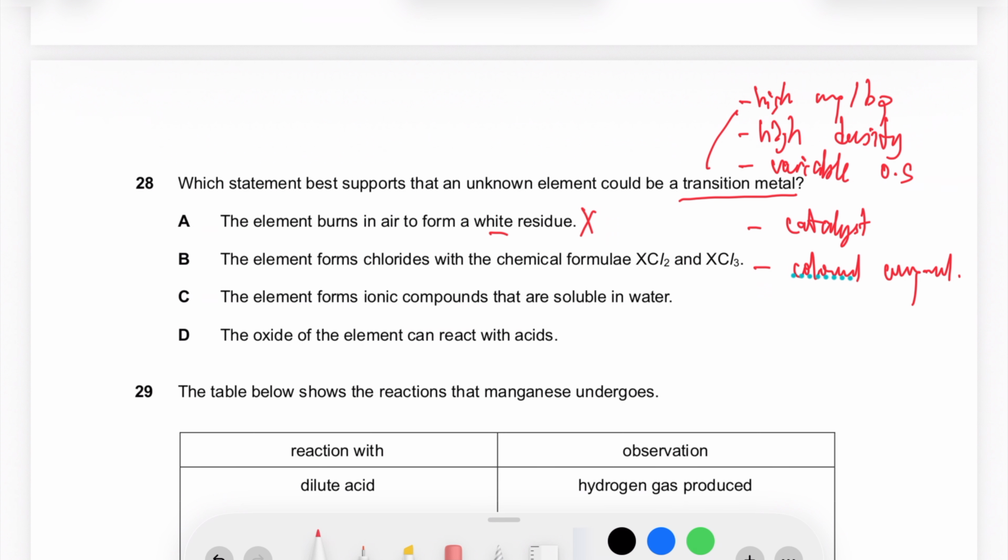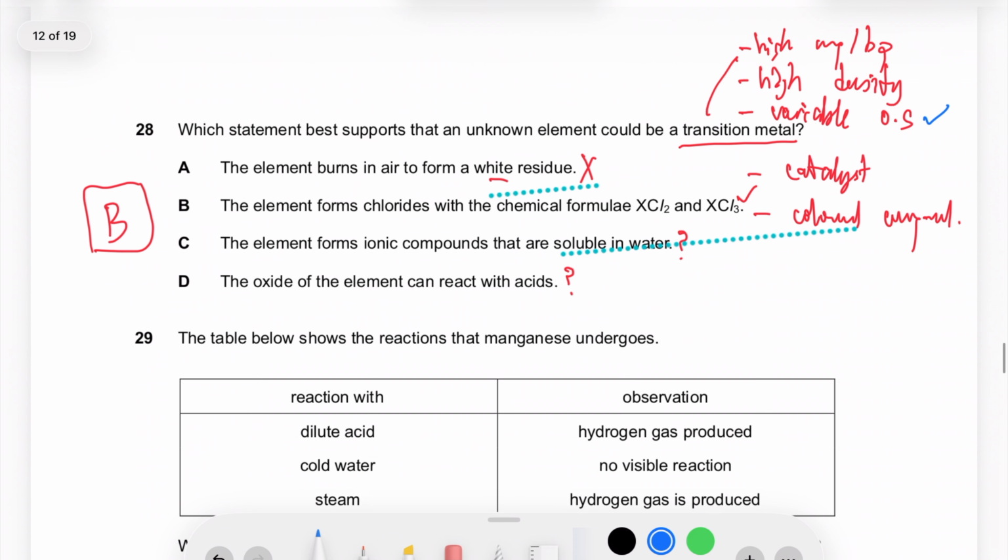Forms chloride with this, yes, so it has 2 plus or 3 plus. Soluble in water, not really useful. The oxides can react with acid, yeah, but it's not useful. So the best answer I think is B, because it proves that it has variable oxidation states.